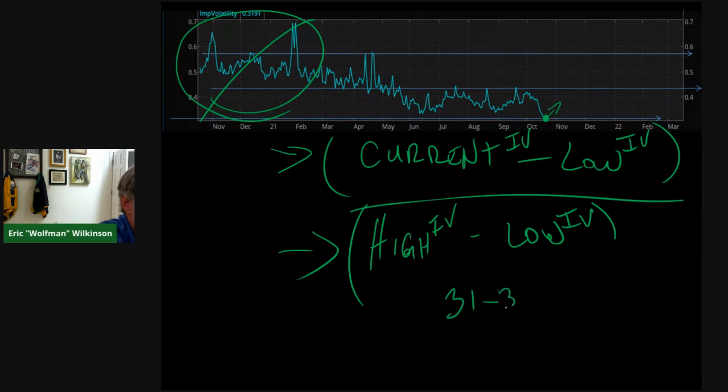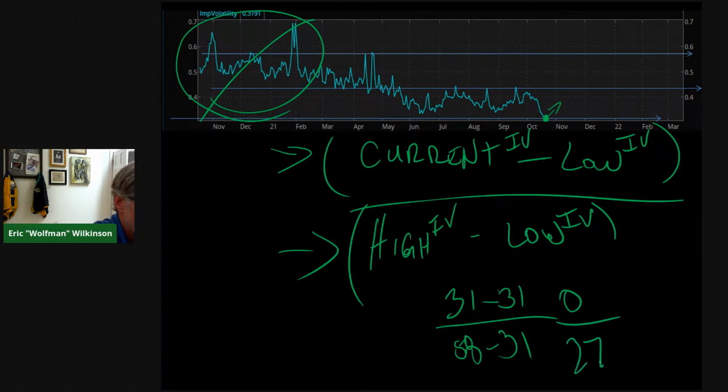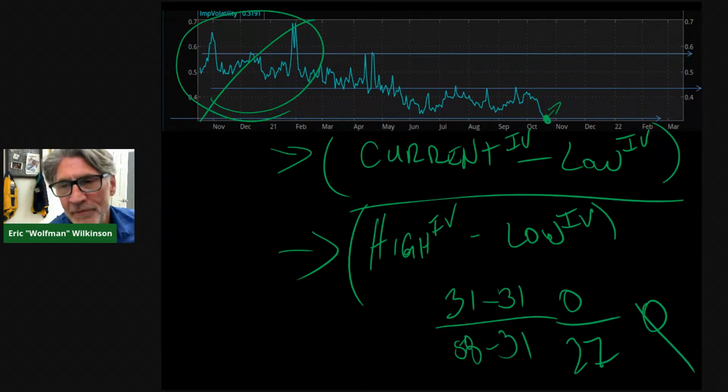What's the low? Well, it's 31. The high is going to be 58, low 31. So basically we got 0 over 27, and that is 0. So we are at the lowest we've seen in the last 52 weeks. Now, I didn't have to go through the math to figure that one out for you guys, right? You guys probably already had that figured out.